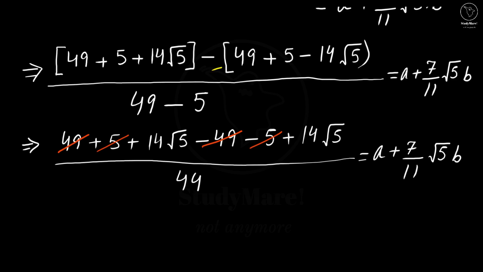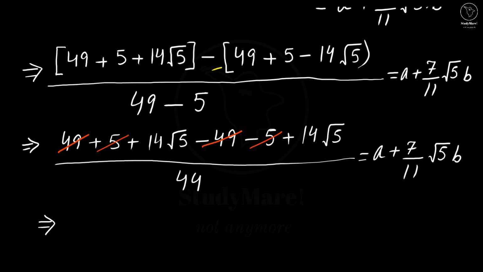Now here, why are we cancelling out? Because it is not in the numerator and denominator, rather it is simple addition and subtraction. 49 minus 49 is 0, plus 5 minus 5 is 0. So that is why rather than writing 0, we are just cancelling out. It is the same as writing 0.